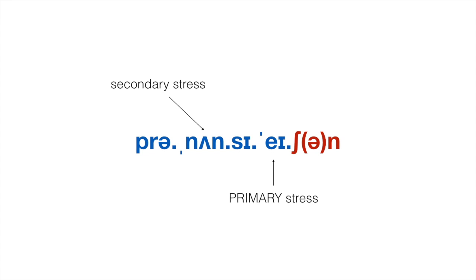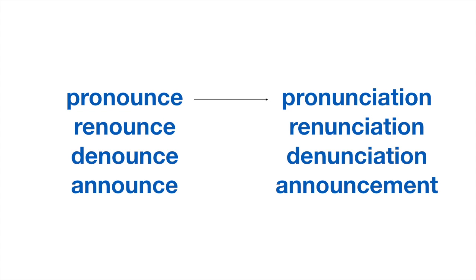Pro-nun-ci-a-tion. Which has a pattern you can look at here. So pronounce, pronunciation. Renounce, renunciation. Denounce, denunciation. But announce changes the pattern. It keeps the ow vowel and becomes announcement with ment at the end as well. So yeah, we keep that mouth vowel for announcement. But for the other ones, we have a strut vowel. Pronunciation, renunciation, denunciation. So none, okay?